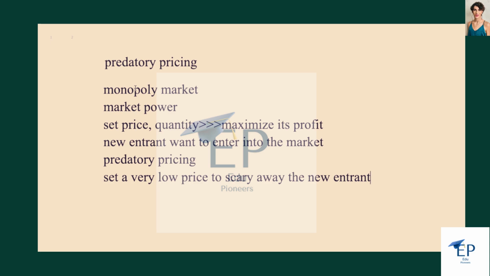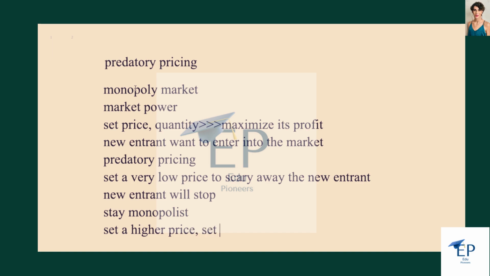If the new entrant sees that there's a huge loss because of entering the market, probably the new entrant would stop, right? The new entrant would stop, and as a result, the monopoly firm will stay the monopolist of the market, and later on, the firm can simply set a higher price, and set quantity, and still maximize profit, right?